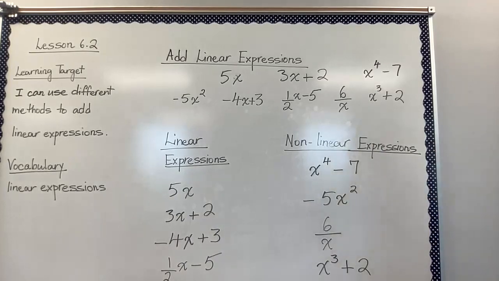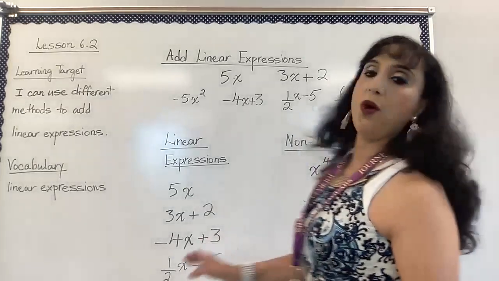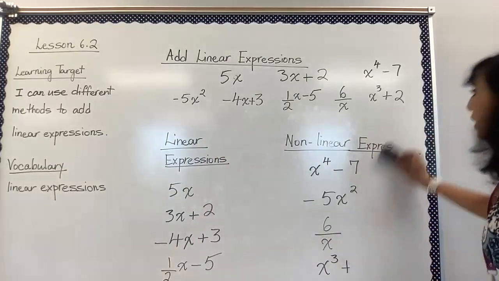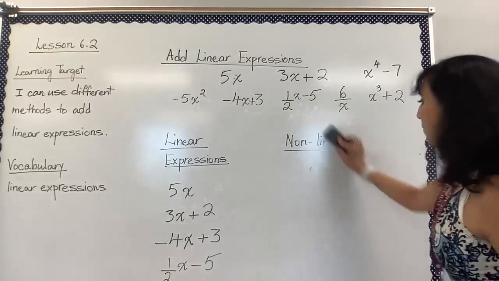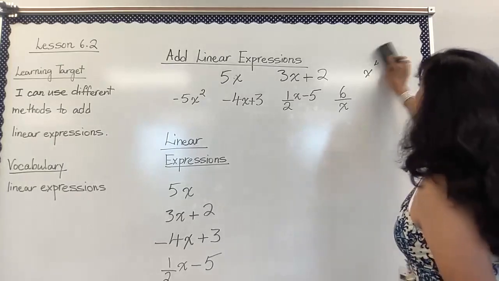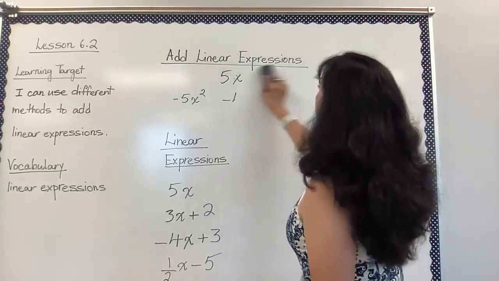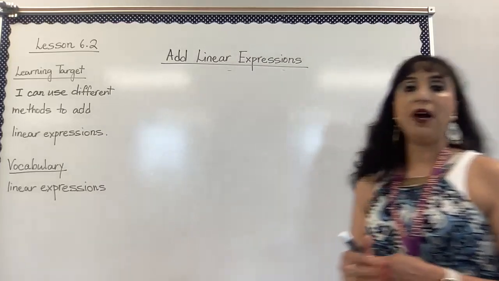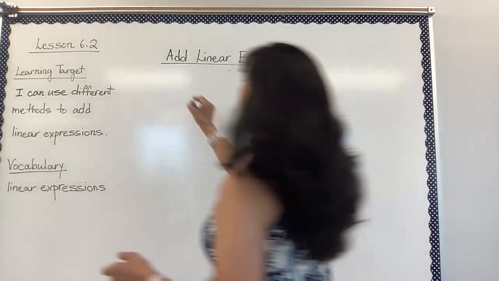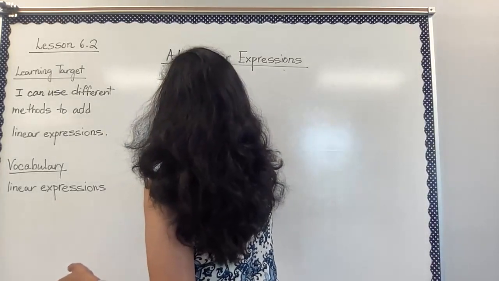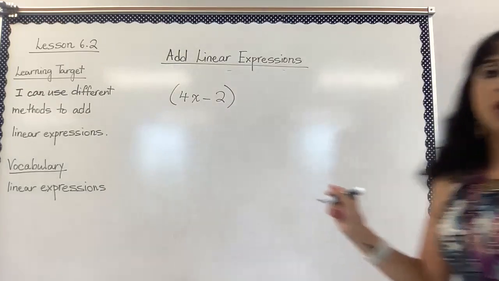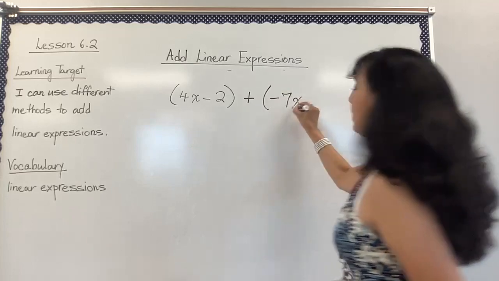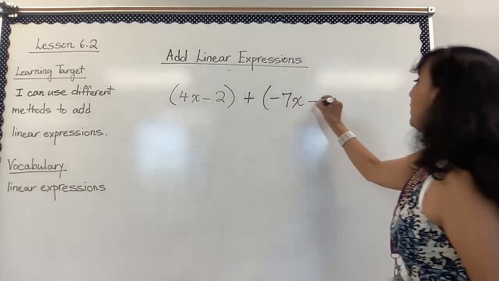Okay, so now if you've looked at this, because we know what we can add and not add based on linear or non-linear, we are now adding linear expressions, and I'm going to show you two different methods of adding these expressions. Okay. So if I give you a problem: 4x minus 2, plus negative 7x minus 3.